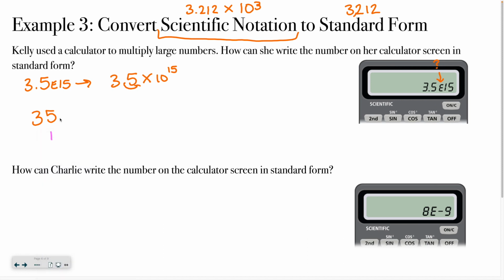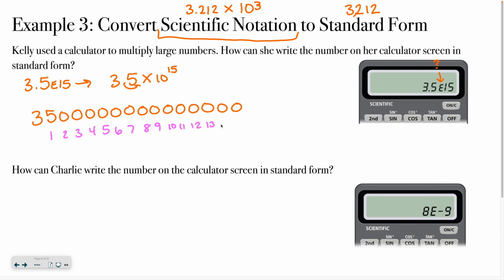The pink is going to represent the count of how many times the decimal is moved. So 3.5 times 10 to the 15th. 5 counts as the first movement, and then 2, 3, 4, 5, 6, 7, 8, 9, 10, 11, 12, 13, 14, 15. Okay, and I can double check. So that was the first, second, third, fourth, fifth, sixth, seventh, eighth, 9th, 10th, 11th, 12th, 13th, 14th, 15th. So you can see that I have moved that decimal place 15 times.